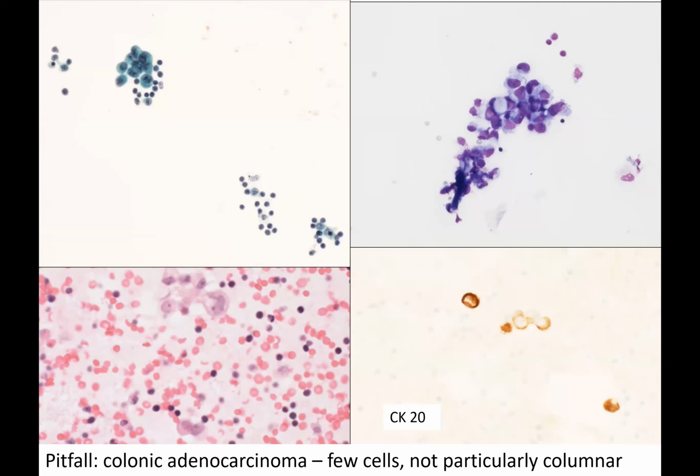Although quite infrequent, metastatic colonic adenocarcinoma can also be a problem in serous fluids, particularly as often the cellularity is quite low, and the cells themselves can be vacuolated but may well not show a particularly columnar appearance. You can see them there in the cell block, but on immunocytochemistry it can be very helpful if the cells stain positively for CK20.